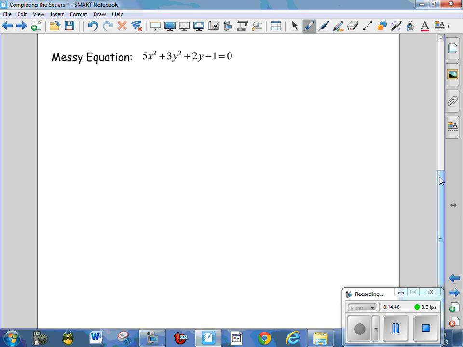Notice first of all there is no x term. That's fine. I just have a 5x squared. Secondly, the 3y squared plus 2y, those are already grouped nicely for me, and I'm just going to add 1 to the other side.